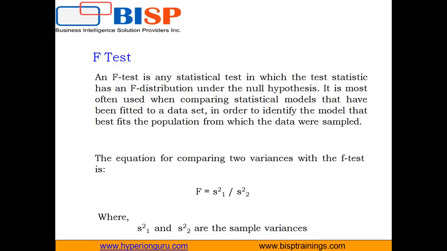Within each sample, the observations are sampled randomly and independent of each other. If we calculate the F-test manually for any populations, we have to first calculate the variances for the samples, and then the F-test is calculated by dividing the larger variance by the lower variance. So S1 will be our greater variance divided by the smaller variance. S2 is the smaller variance.